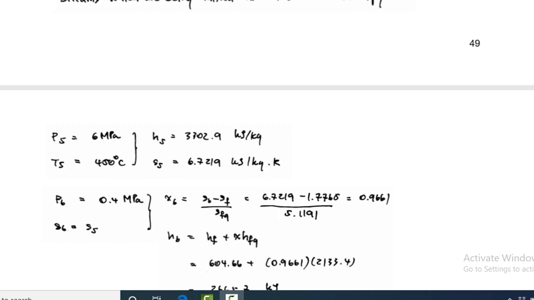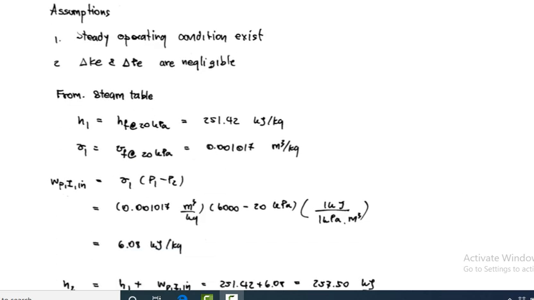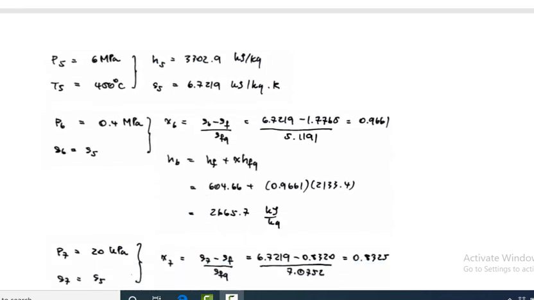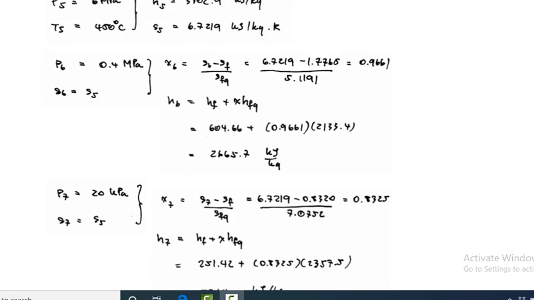Then the boiler pressure is 0.4 megapascal, and S6 is H5. Again go to this diagram. S6 and S5 are the same, the entropy is the same. Therefore S5 equals S6. Again S5 equals S7, then the entropy is the same. Then go to this one, and from that you have to find the dryness fraction. Put this formula and you will get the dryness fraction equal to 0.9661.